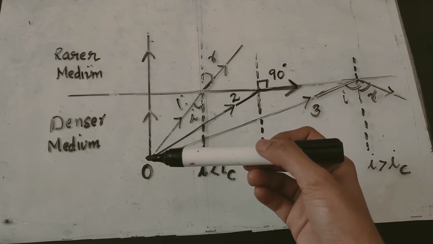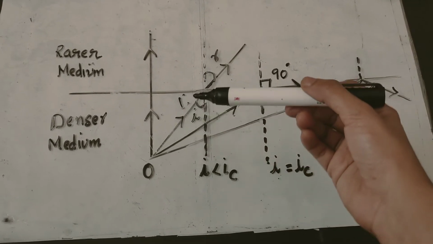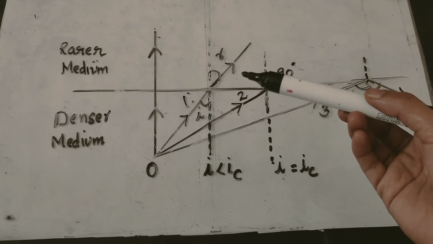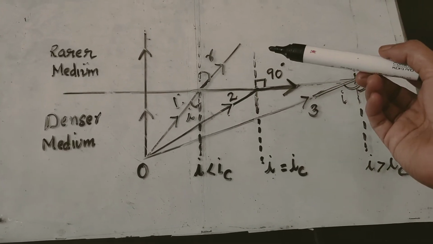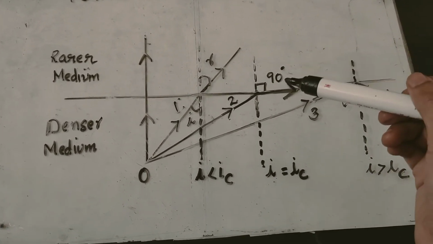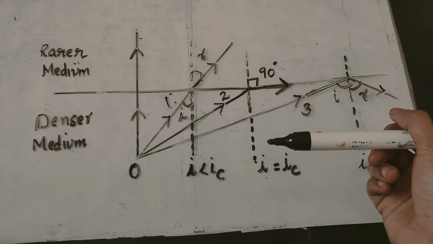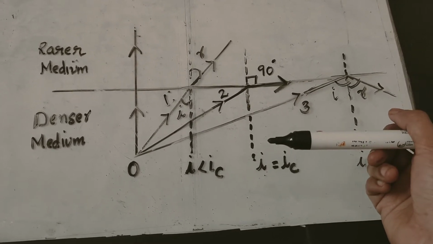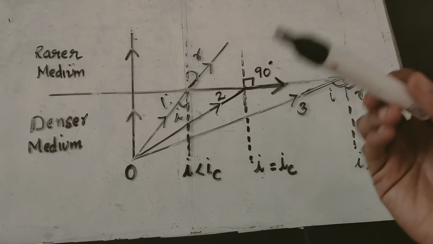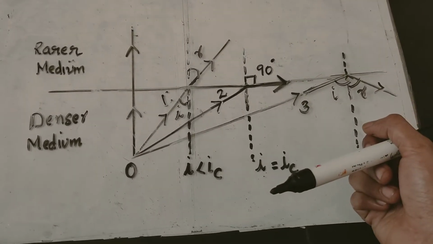The light is actually traveling from the denser medium, and we can see that a part of the light is reflected back into the denser medium itself, and a part of the light will be refracted into the rarer medium. This reflection is called internal reflection. What is internal reflection? At the interface, the light is partly reflected back into the denser medium and partly refracted to the rarer medium. This reflection is known as internal reflection.